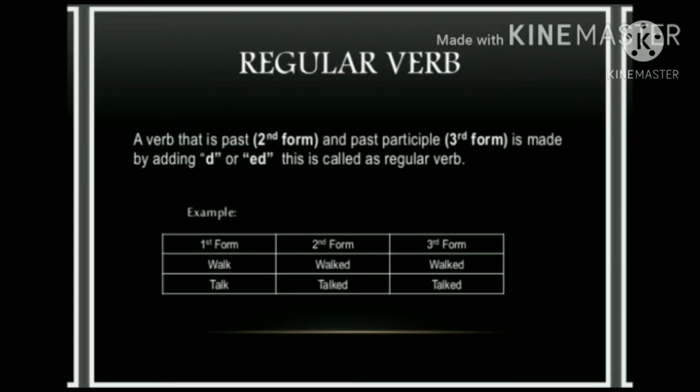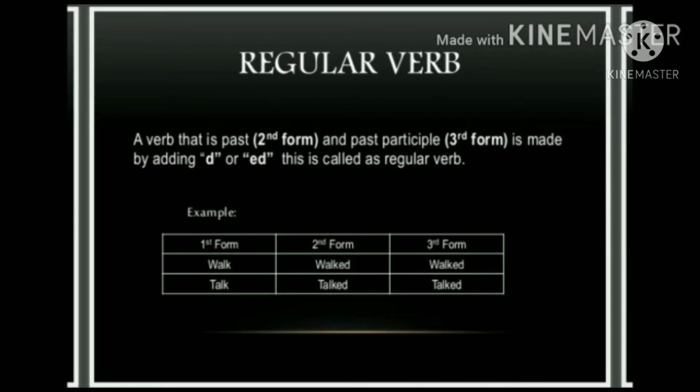Regular verb. A verb whose past, that is the second form, and past participle, that is the third form, is made by adding d or ed is called a regular verb. As you can see, the first form, walk, is written. In the second form, we have added ed to it, and the word is walked. In the third form, again we have walked. The second example, you can see talk, talked, talked.